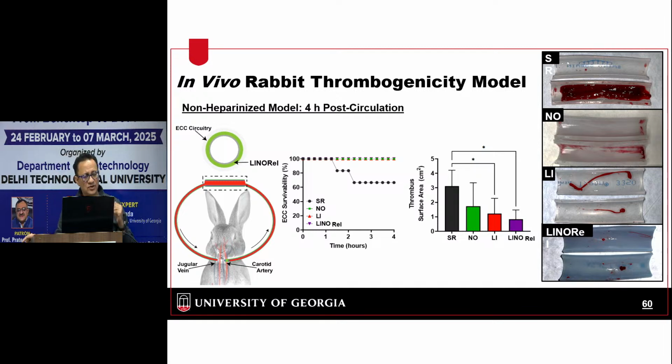But then when we looked at the thrombus area, you can see how the thrombus area was. And when you see on the right side, you can see how there was so much thrombus in the top one, silicone rubber, and how NO, liquid infused, Linorel, they all were nice. And liquid infused was maybe better than the other two.